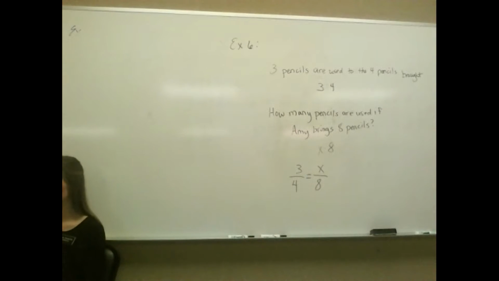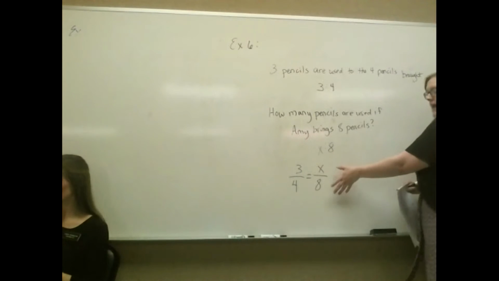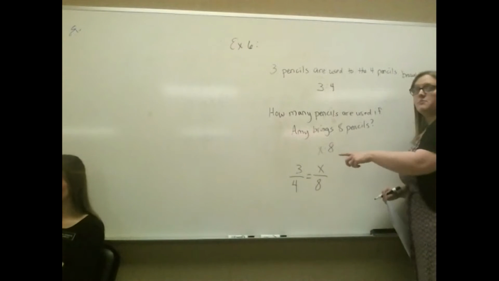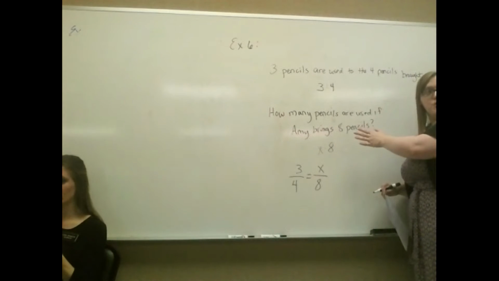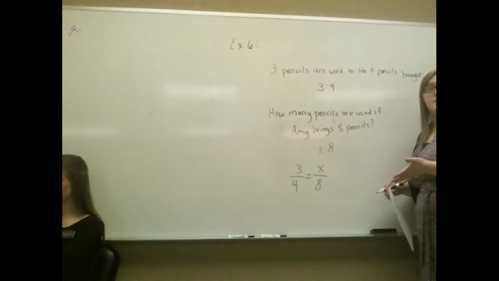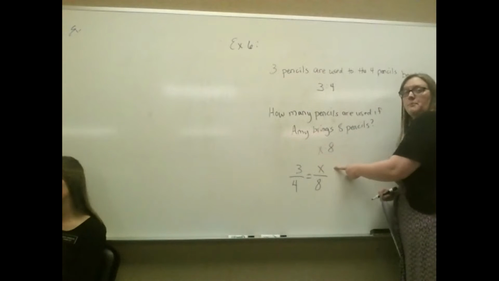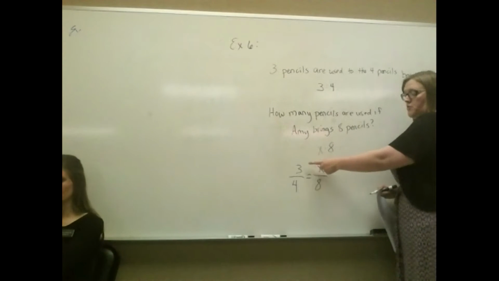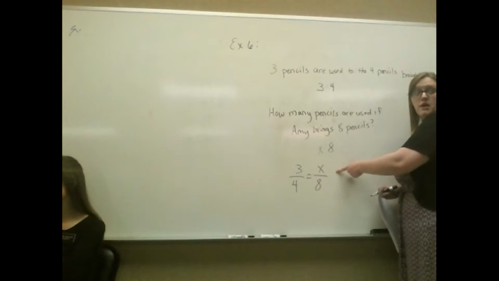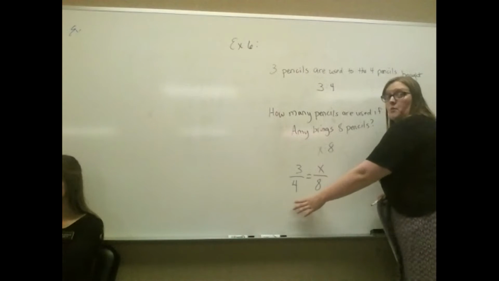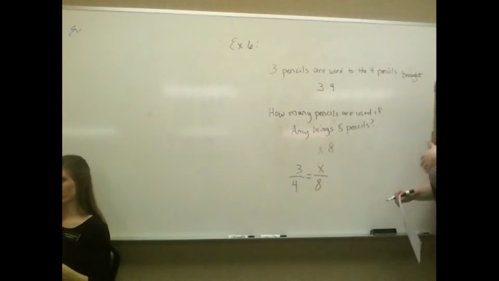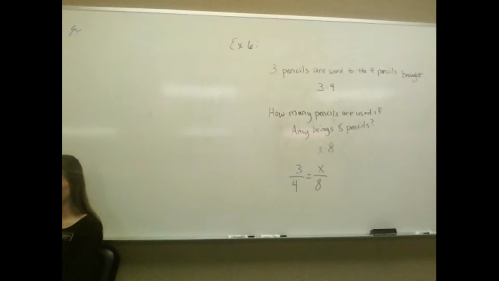The important thing to remember is just like when we did the proportional equations the other day, whenever you have things like this, we want to keep the same unit in the numerator and the same unit in the denominator. So here, the top represents used pencils. So 3 used pencils and an unknown number of used pencils. The bottom represents the total number of pencils that Amy brought with her.